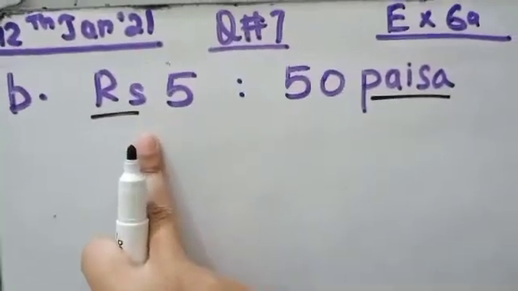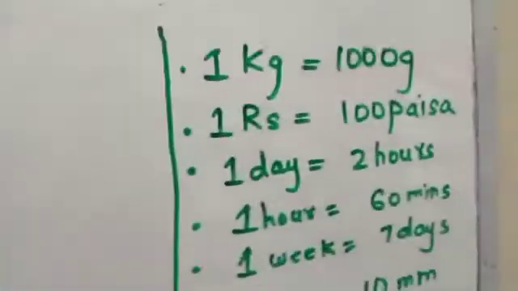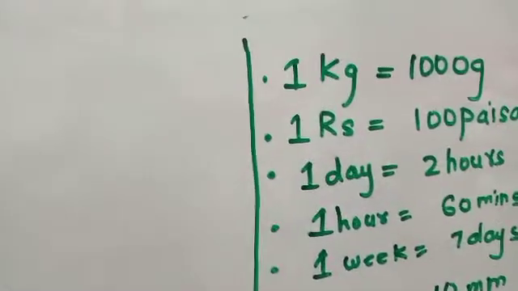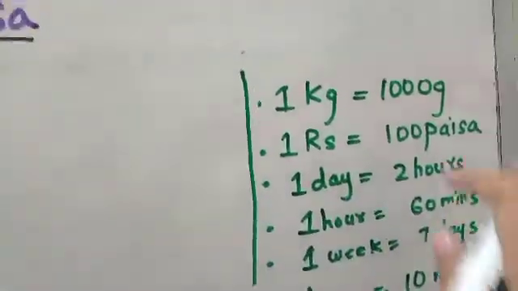But before changing it, I should know my conversion unit. Again, I will look back at it. It says 1 rupees is equal to 100 paisa. I will come back to my question. I will write solution over here. I will write the original unit. Original unit will always remain the same.